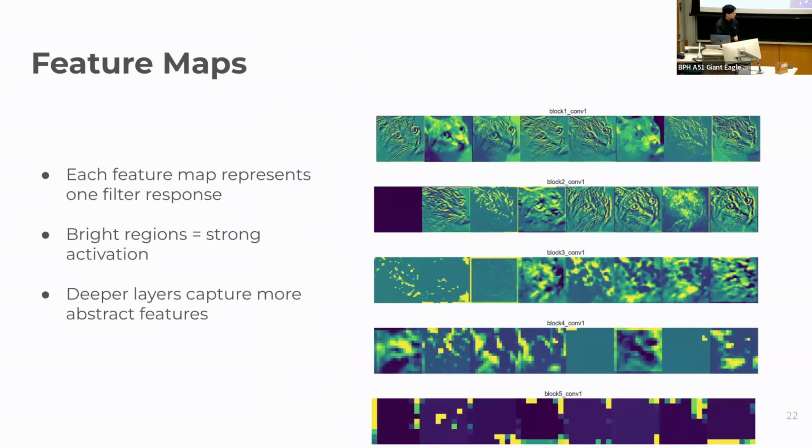So now we can talk about the feature maps. Each feature map represents one feature's responses. When you see the bright part, it means the activation is very large. The deeper layers capture more abstract features. So you can see here the first layer, and as you go through, it gets more and more abstract, I think.